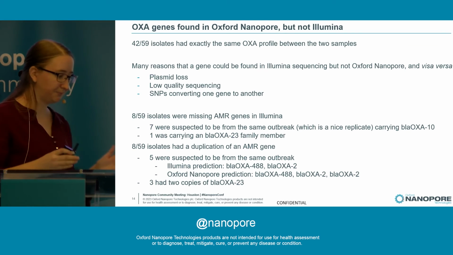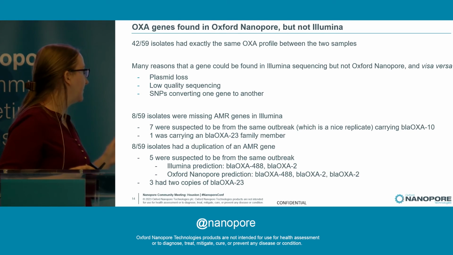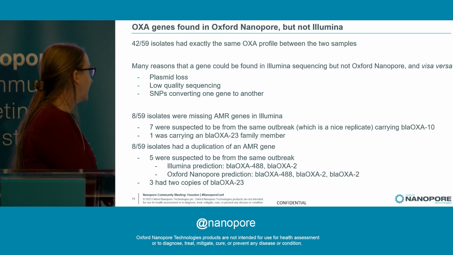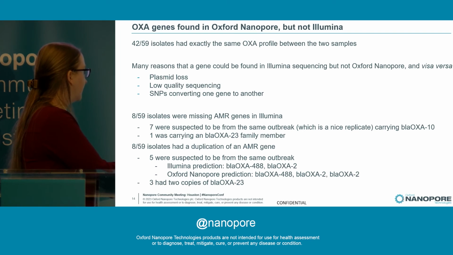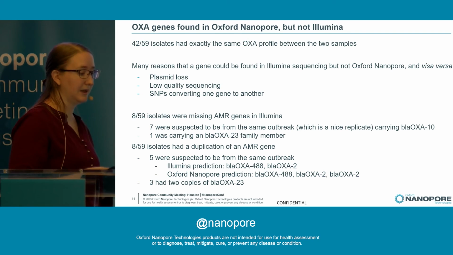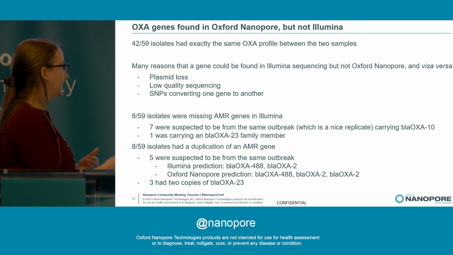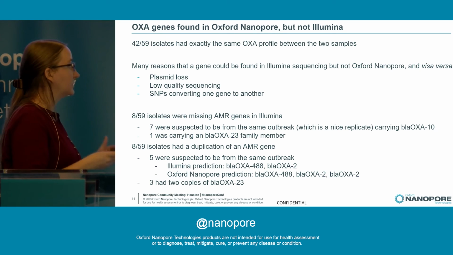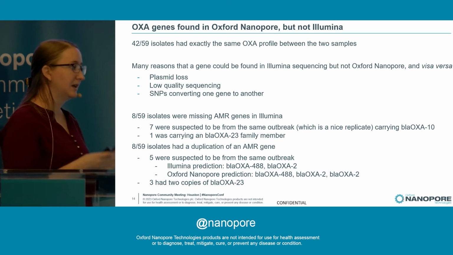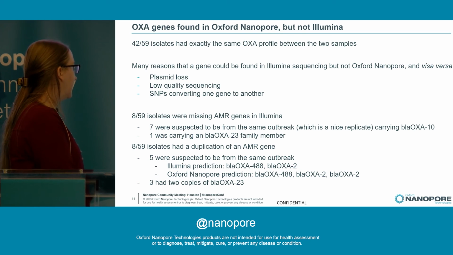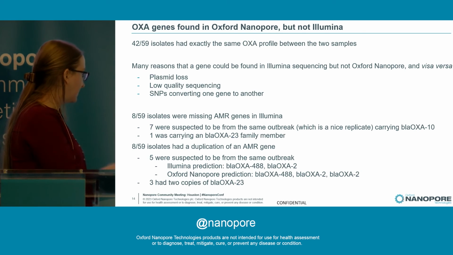When we looked at the Nanopore data, though, we did notice that we were more likely to identify beta-lactamase genes in the Nanopore data. Again, these 59 isolates aren't necessarily unique. Some of them are part of outbreaks. So there were 7 that were all predicted to be part of the same exposure and part of an outbreak. And in all 7 of these, they were shown to carry OXA10 in the Nanopore sequencing, but none of them had OXA10 in the Illumina sequencing. And we have observed this as well for an OXA23 family member in an additional isolate.